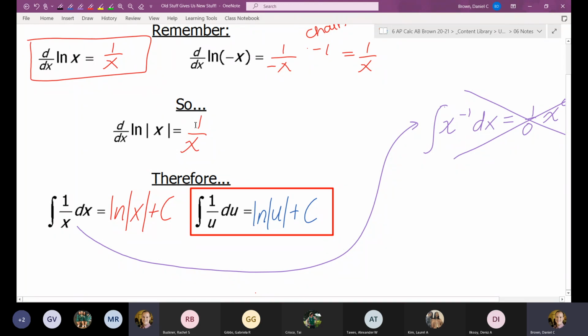Yeah, so it's basically like you're working backwards. 1 over something, working backwards, gives you the natural log. I showed one reason why we had the absolute value there. The other reason is that technically the inside of a natural log can't be negative, so you have to force it to be positive. Technically, the natural log of negative 2 is undefined. So it's like working backwards, but then forcing it to work out.